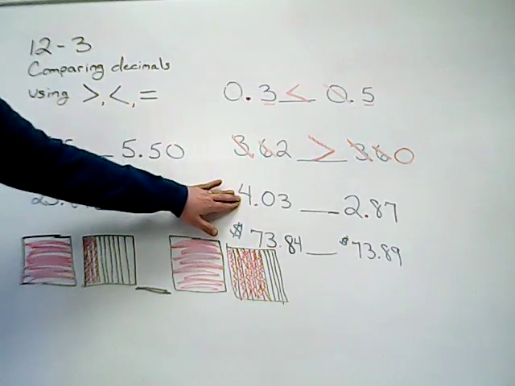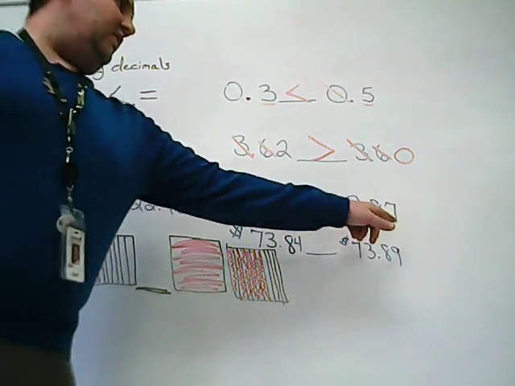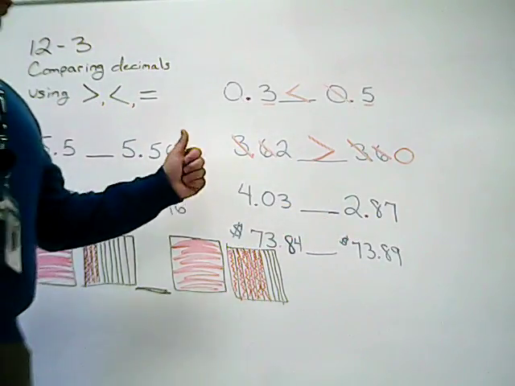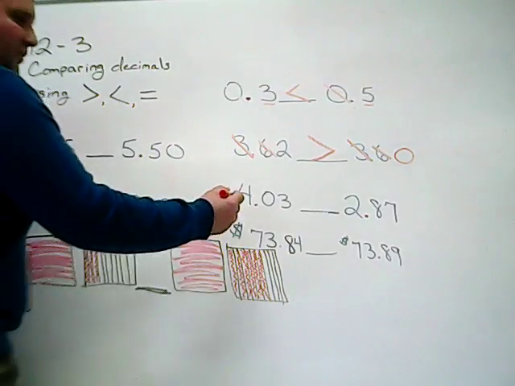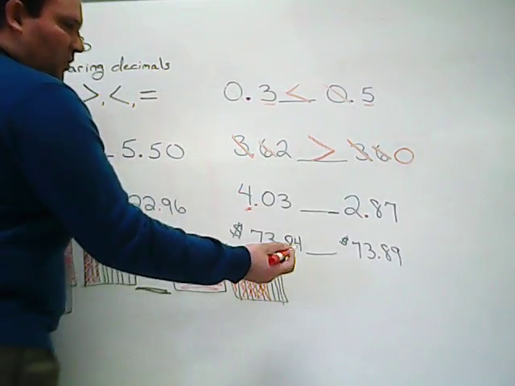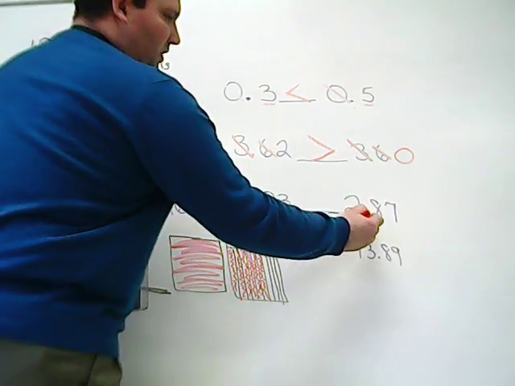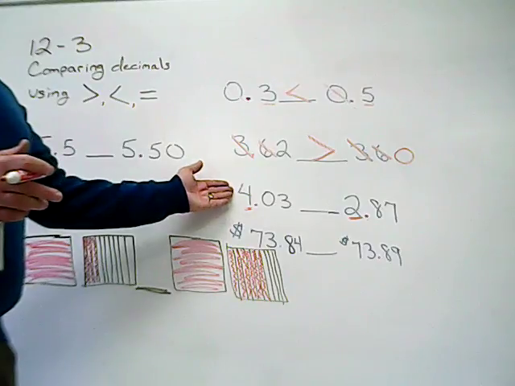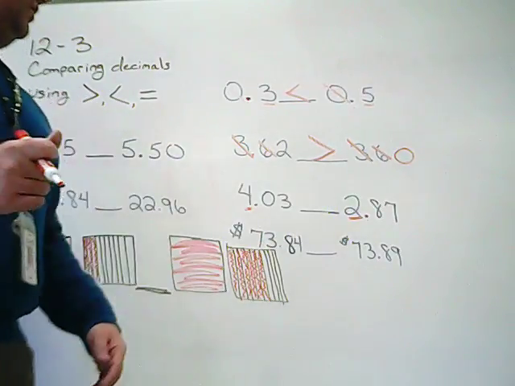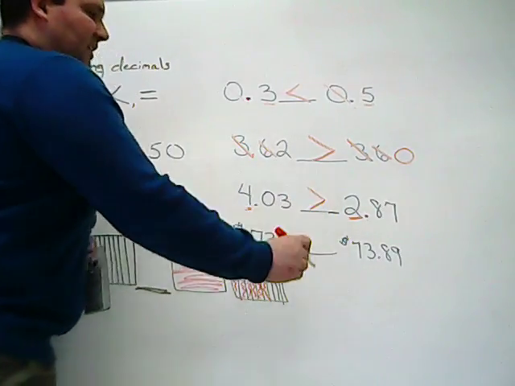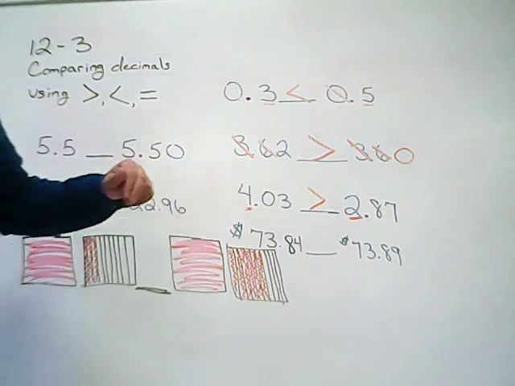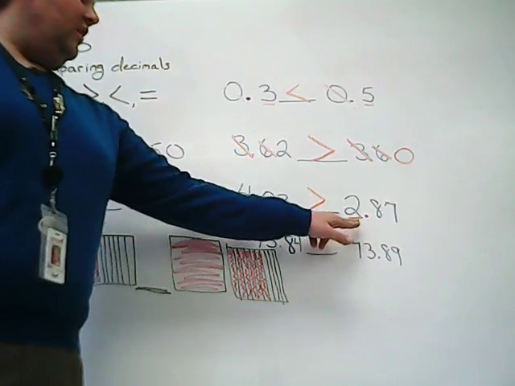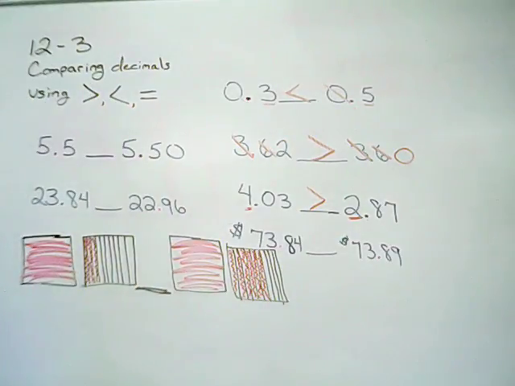Down here for the third example, don't automatically look at your decimals and say, oh, this is 87 and this is 3, it has to be bigger. We follow the same rules, working left to right. This has a 4 in my ones place before the decimal point. This has a 2 in my ones place right before the decimal point. Knowing my number sense, I know that 4 is greater than 2. I don't even have to compare my decimals in this one because 4 is the larger number. So 4 and 3/100 is greater than 2 and 87/100.